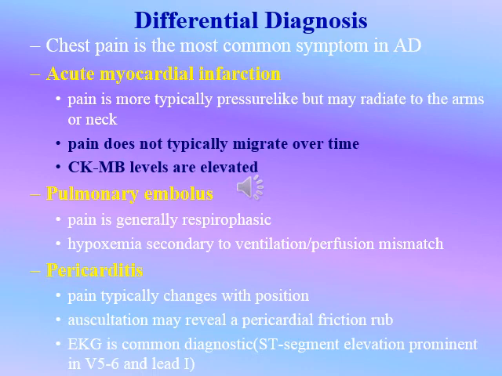Now pericarditis. The pain of pericarditis typically changes with position. This is not a characteristic of MI, pulmonary embolism, or dissection. So the patient typically likes to lean forward, because a change in position, like going backwards, will cause severe pain. He always likes to lean forward. Typically auscultation in these patients would reveal a friction rub, a characteristic friction sound that is to and fro and is not related to any part of the cardiac cycle.